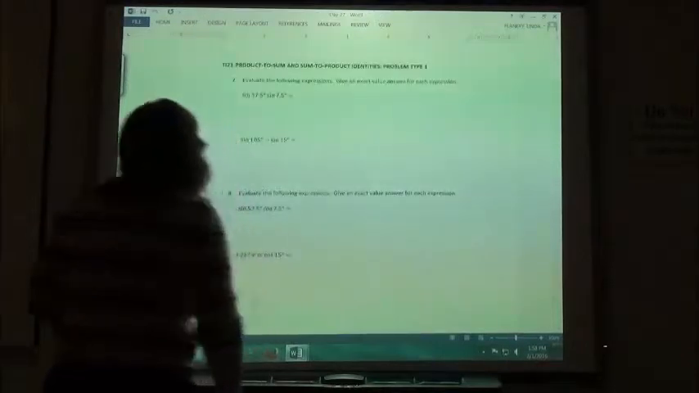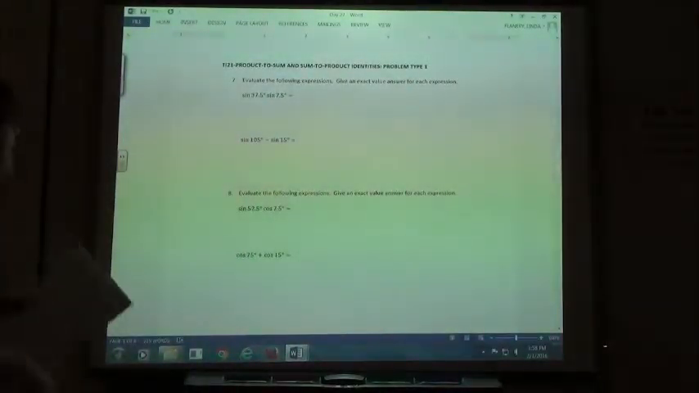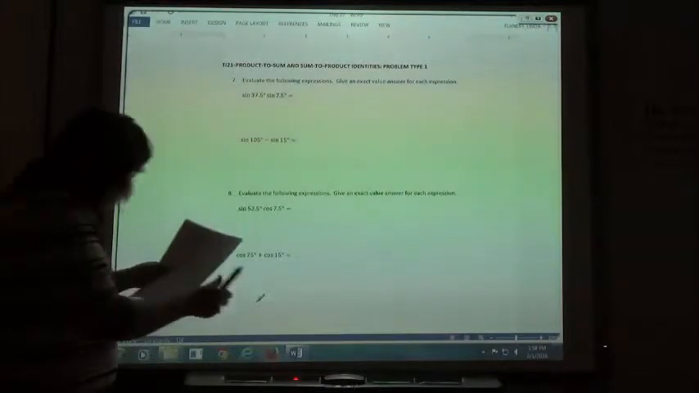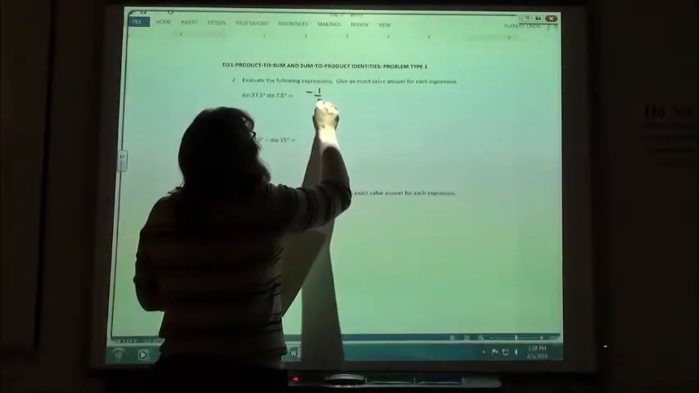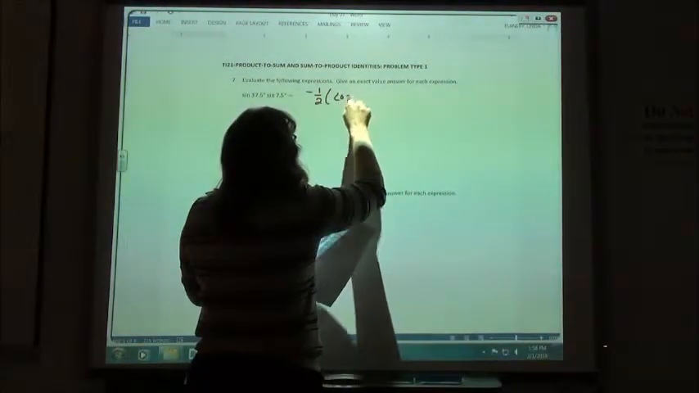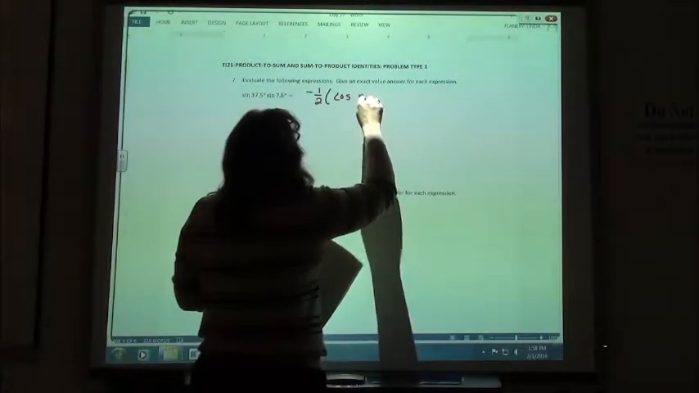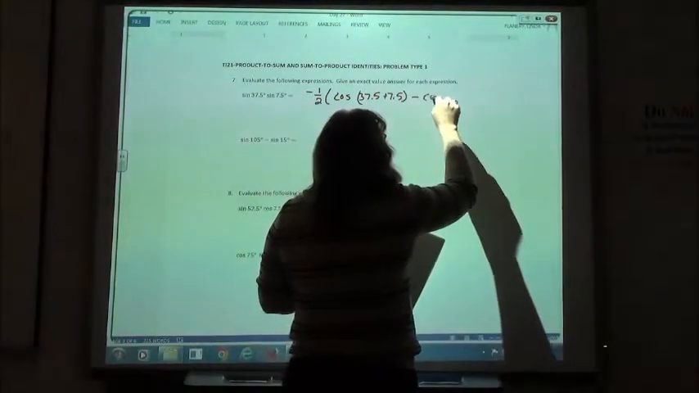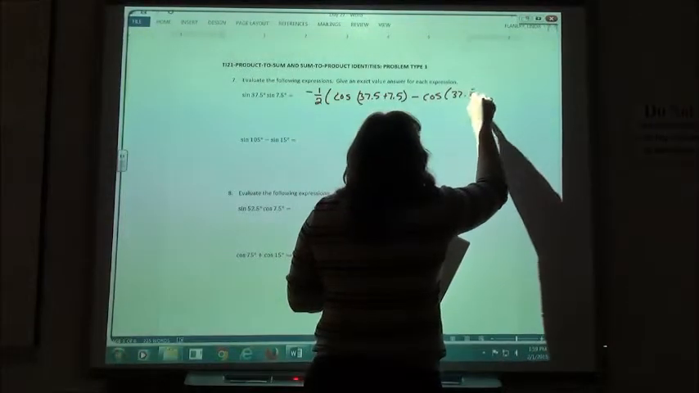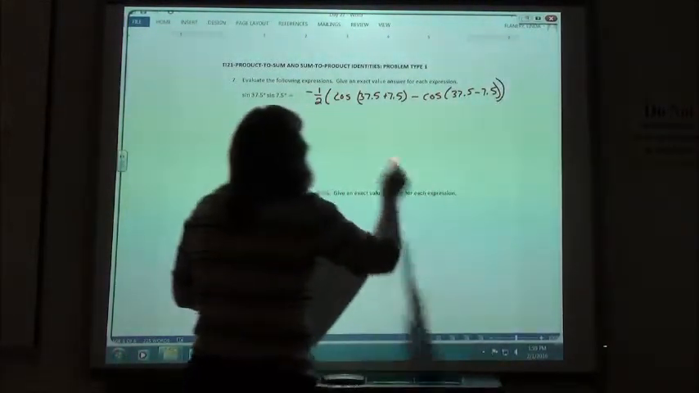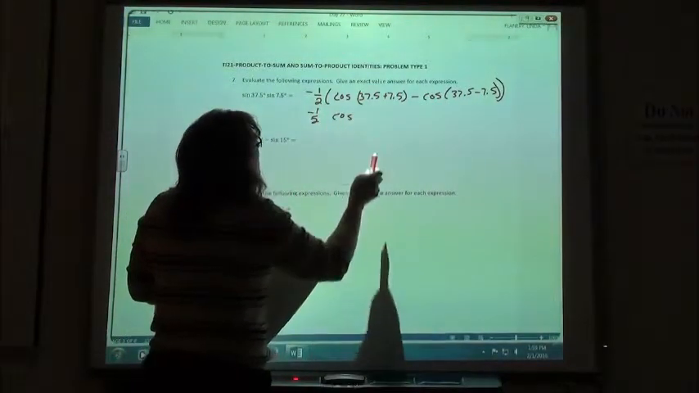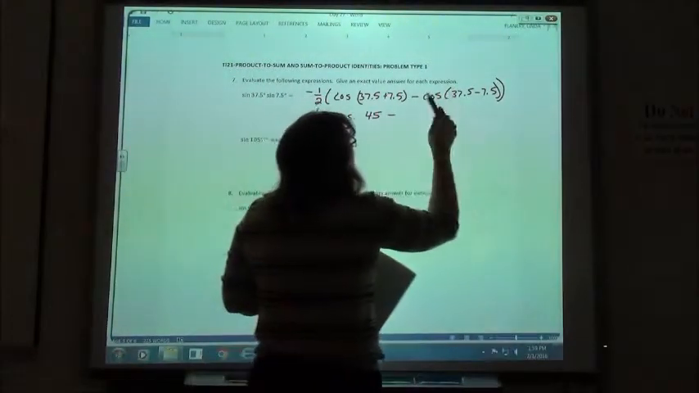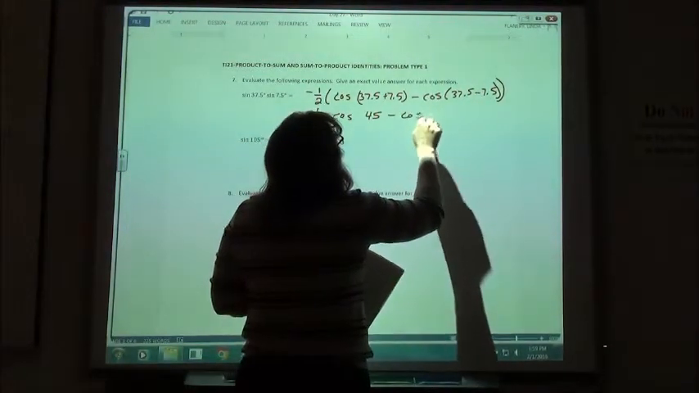So, back to our homework page. We're going to do the sine of 37.5 times the sine of 7.5. So I'm doing the sine times the sine. If I look at my formula, it is -1/2, and then I'm going to have the cosine of a plus b, so I'm going to take my 37.5 plus my 7.5, and then I'm going to have minus the cosine of a minus b, 37.5 minus 7.5. So I have -1/2 the cosine of, if I add 37.5 and 7.5, I get 45, minus the cosine of 37.5 minus 7.5 would be the cosine of 30.